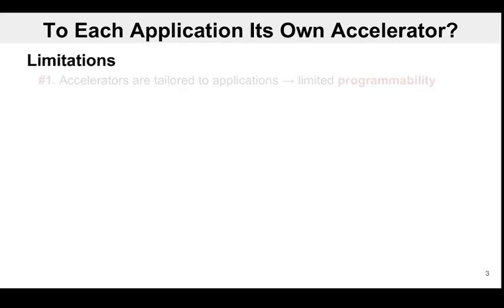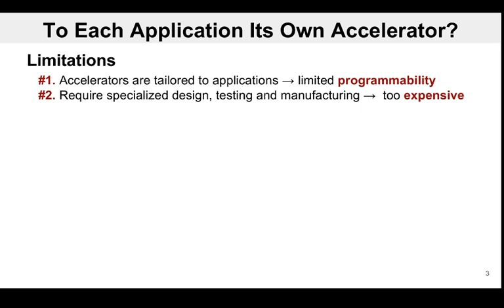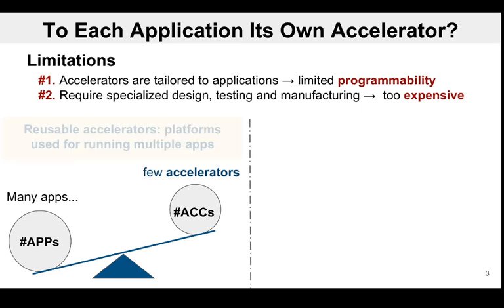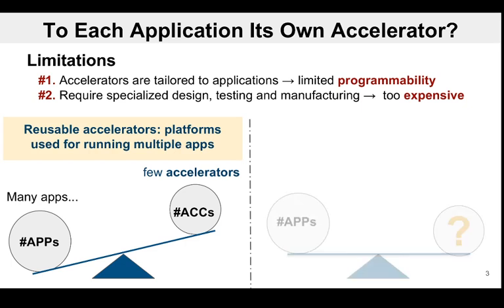The first one is that because accelerators are built for one application, they have limited programmability. And this makes them require specialized design, testing, and manufacturing, which is too expensive. As a result, even though we want to build an accelerator for all applications, what we are going to end up having is many applications and very few accelerators. So we need to run multiple applications on fewer reusable hardware units.